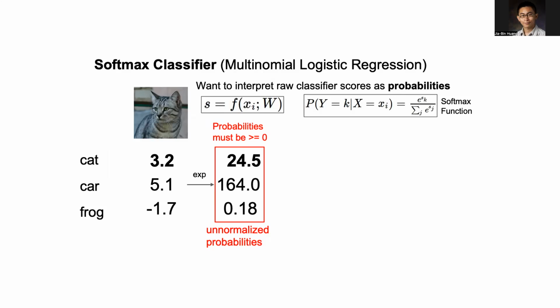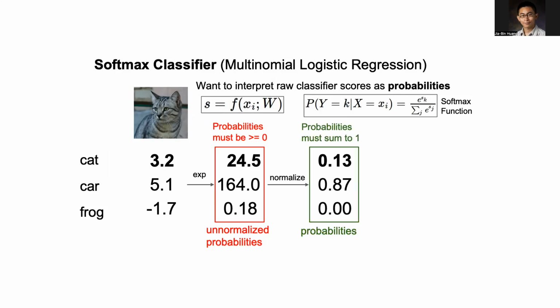Divided by total, right? So I need to sum them up and divide by that sum. So that's exactly what we did. The softmax is just this: take individual elements, exponentiate them, and normalize so that they sum to 1. Right, and that becomes the probability.